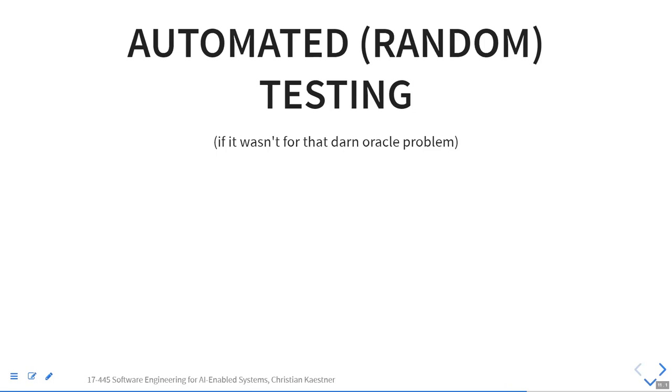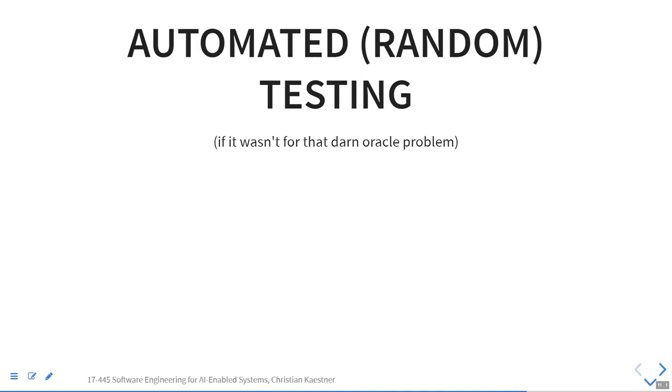I have one more larger topic and I'll try to speed up a little bit. In traditional software testing, there is a lot of research and some practice on automated testing, often called fuzz testing or random testing, where you take a program and you just feed it random inputs. The issue here is that you don't need to solve the Oracle problem.